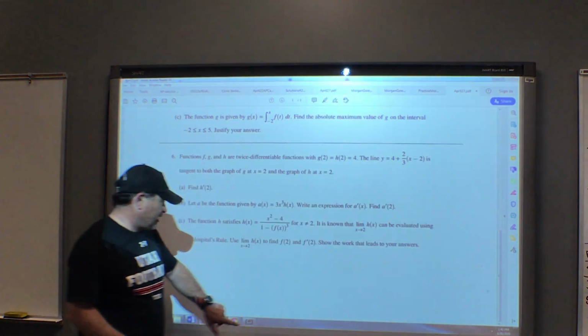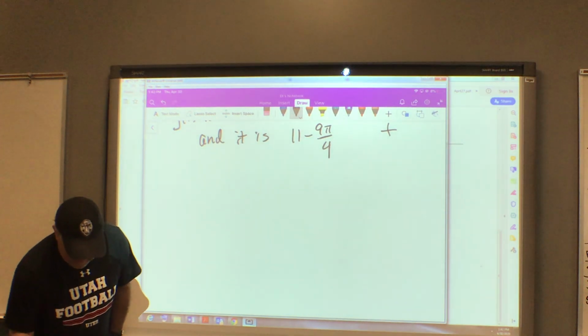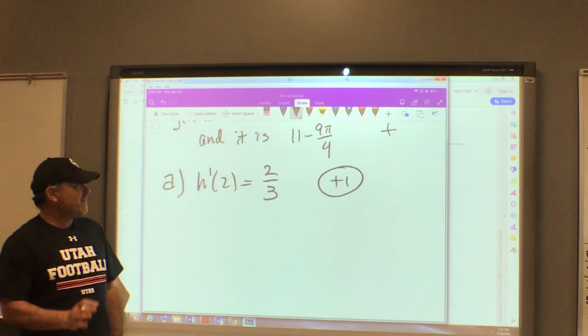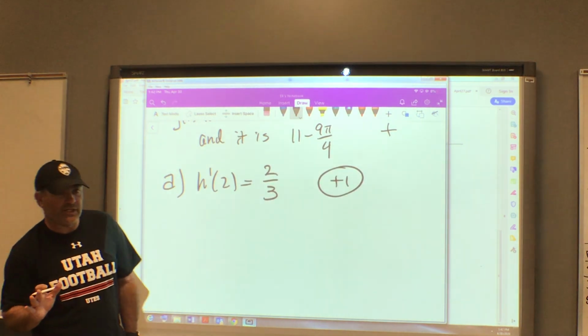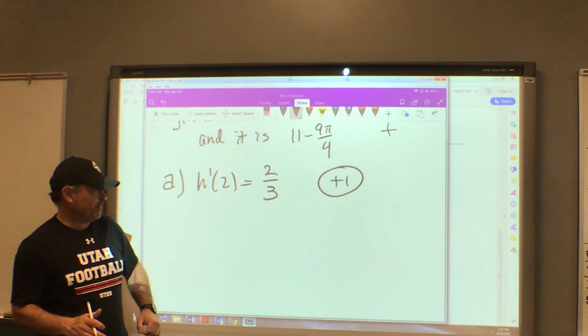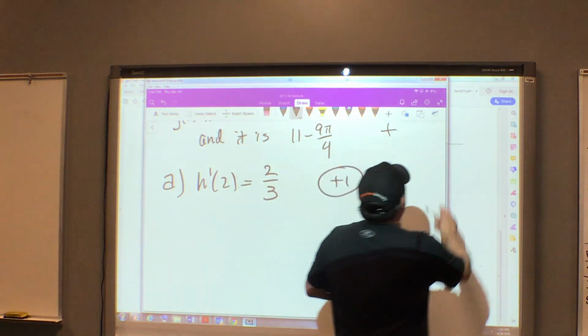So all they are simply looking for, part A there, is that h prime of 2 is 2/3. That right there, you did no work you needed to show, nothing that went with it. That statement is worth a point. Okay? All right, let's see.